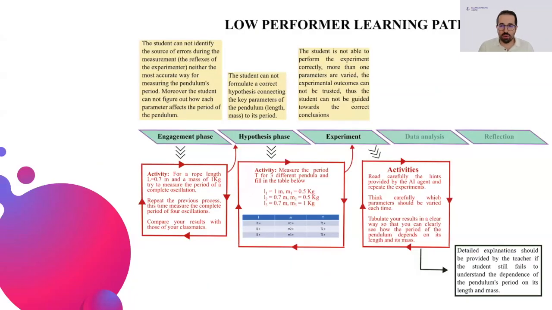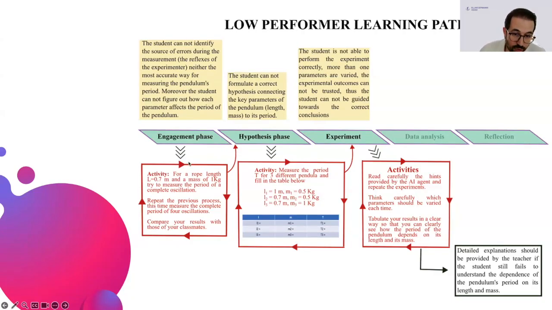So now I want to discuss some extreme cases with you to make it even clearer. So consider a student who has been classified as a low performer at every phase. At every phase, he's a low performer. So you see that he or she will start in the engagement phase, will not be able to identify the appropriate way to measure the period of the pendulum, will not be able to identify the role that the length of the pendulum or the mass have on its period. So this student comes here in this exit loop and performs this activity.